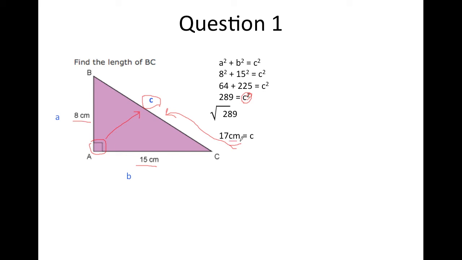Don't forget the units, okay? Now some people get mixed up with squared and centimeters. Okay, if this is squared here, it means you're working out the area, not the length, so be careful, so don't put the squared there.